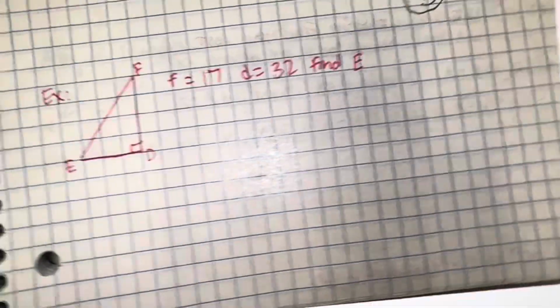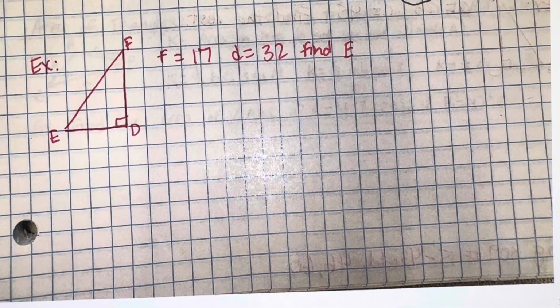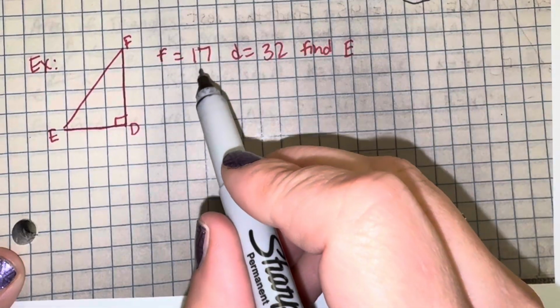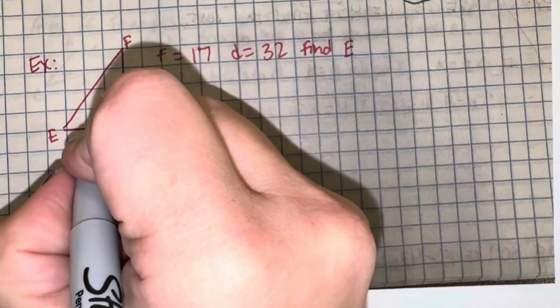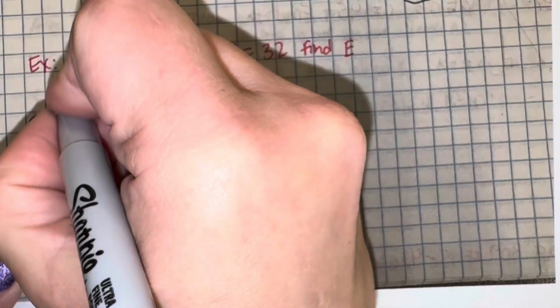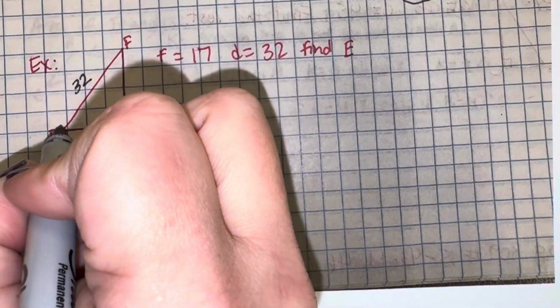All right, now I have a triangle for you. It gave me some information in my triangle. I know that side F, because it's the little one, the one across from F, is going to be 17. Side D, across from D, is going to be 32. And it wants me to find angle E.